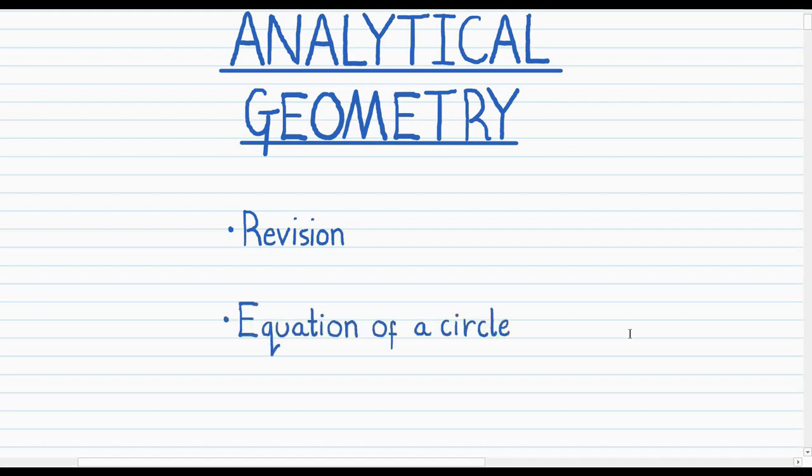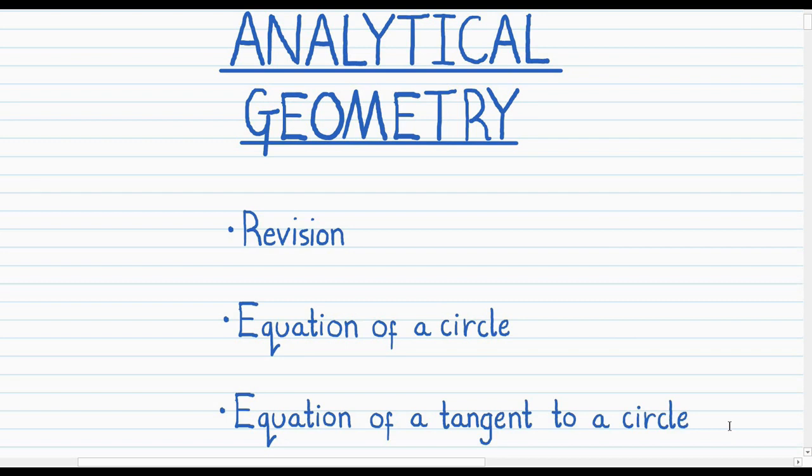Next, we'll look at the equation of a circle and how a circle is modeled using x and y coordinates. And lastly, we'll look at how to determine the equation of a tangent to a circle at a specific point. And those are all the topics. Let's begin. First, let's revise some important concepts you've covered previously.